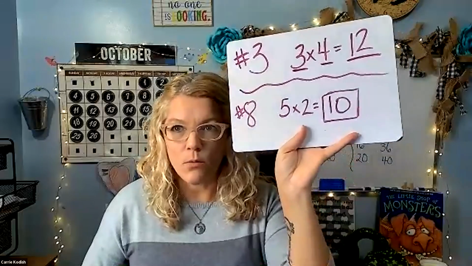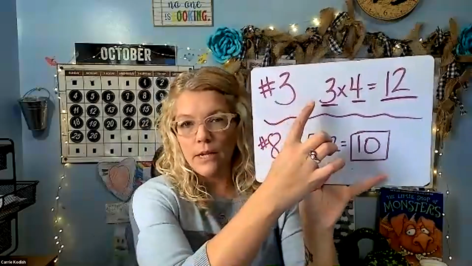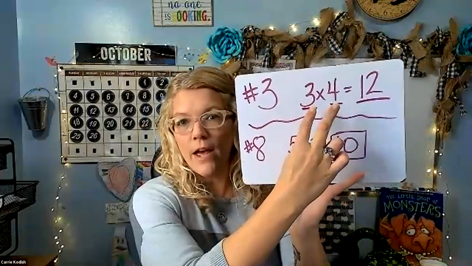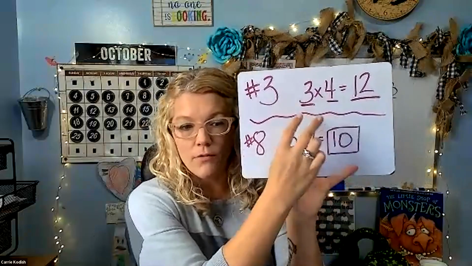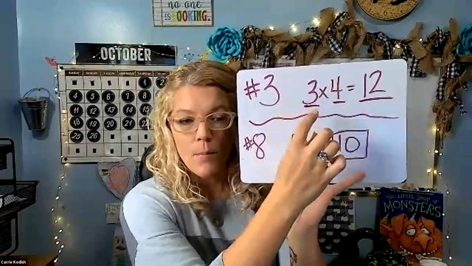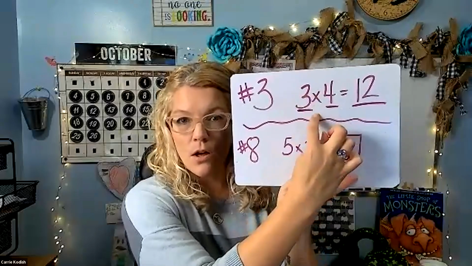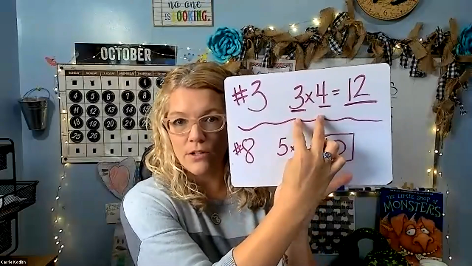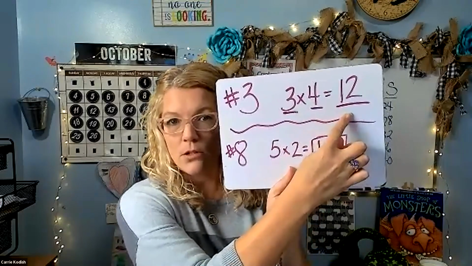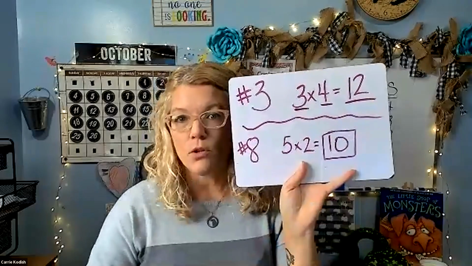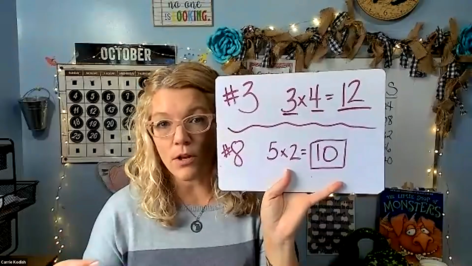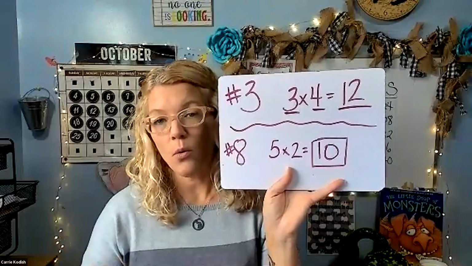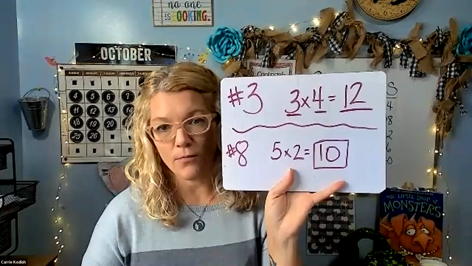All right, woohoo. So number 3 said, what are the factors and product? So you had to look at that picture of the grouping and come up with 3 groups of 4. These are the factors, and the product is 12. So you could have added up the dots to come up with 12, or know that 3 4s is 12, or 4 3s is 12.